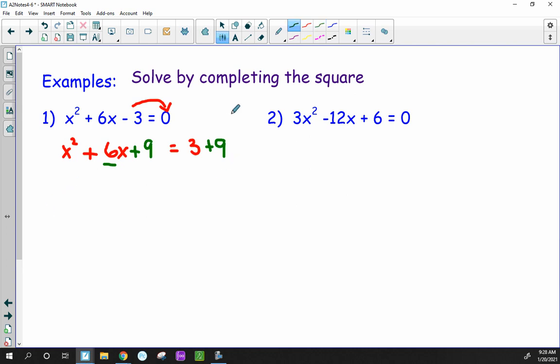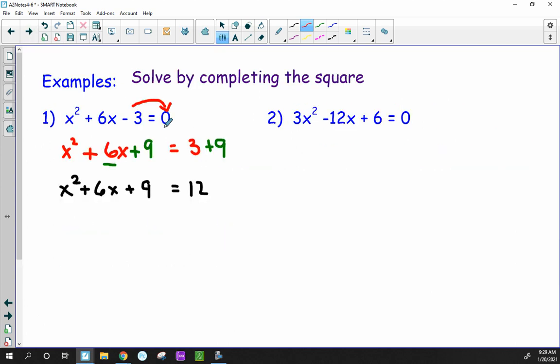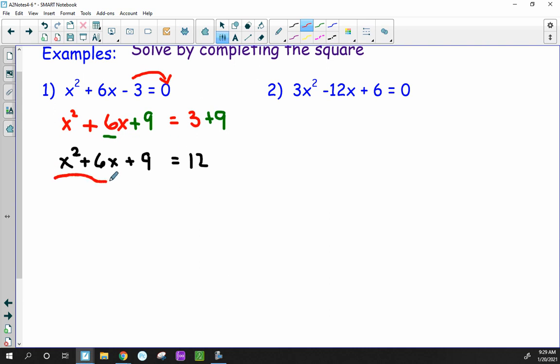Okay, so next step, I'm going to come over here and just go ahead and add 3 plus 9, make it 12. And copy everything else down over here, since on the left side, I don't see any like terms. And then we'll take a look at our steps for completing the square to see where we are. We've done number 1. We have completed step 2. Step 3 says factor the new trinomial. Okay, so we can come over here. Here's my new trinomial, and they want me to factor it.